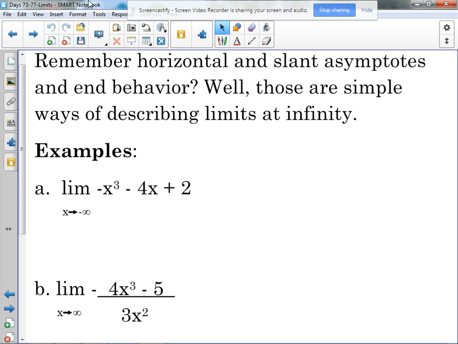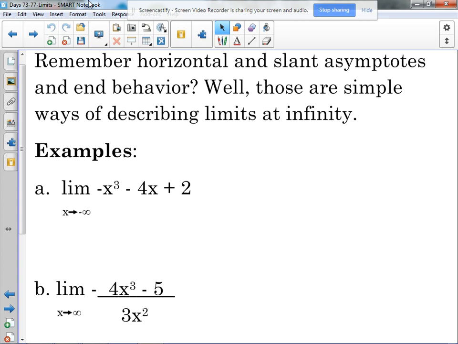So when we're talking about a polynomial function in example A here, negative x cubed minus 4x plus 2, if we're talking about plugging in a really big number, what part of this function kind of takes over? What part of the function really matters? Do all three of those terms really matter, or is there one part of it that's more powerful than another part of the function?